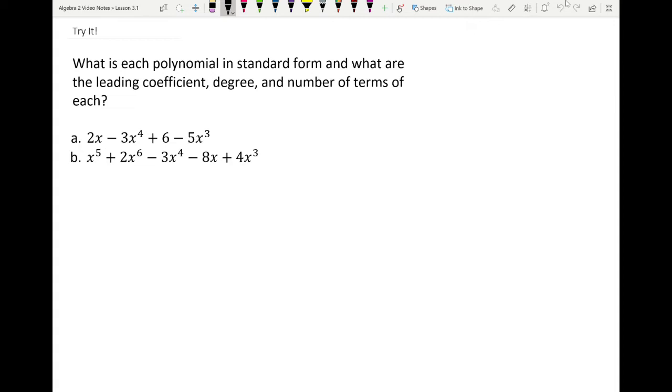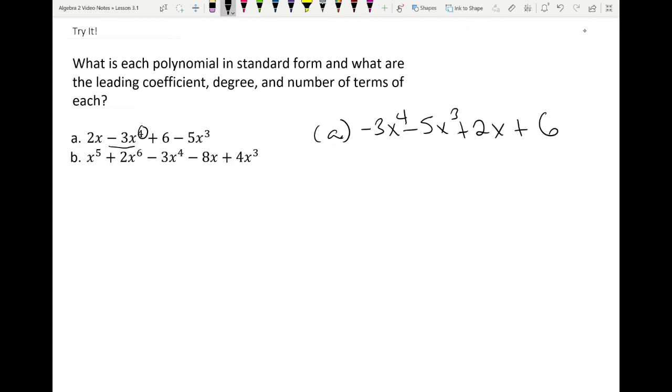So for part A, we want to make sure that it's in standard form. So the highest power is 4, and then the second highest is 3, and so on. So if we put it in standard form, we have a negative 3x to the fourth. We have a negative 5x cubed. That's the second highest power. We have a positive 2x. That's the third highest. And then the lowest is positive 6. So that is in standard form.